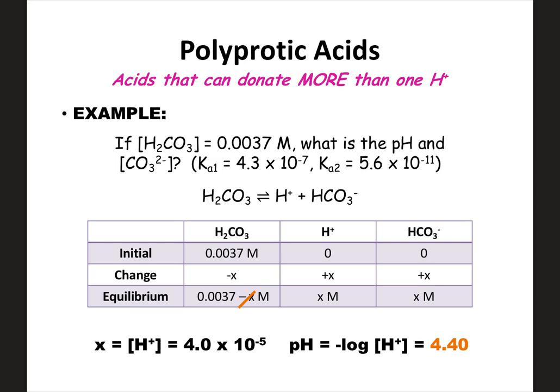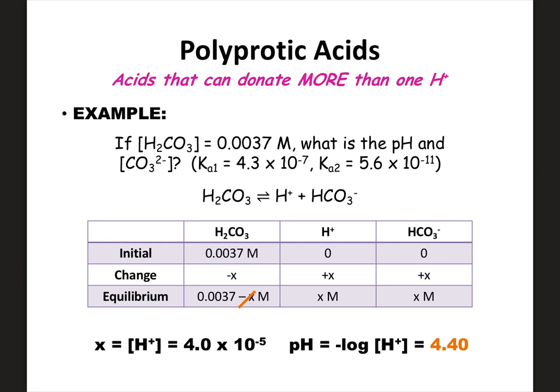When you plug into your Ka and solve, you do get X to be, obviously the concentration of H plus, to be 4.0 times 10 to the minus fifth molar. When you do the negative log of the concentration of H plus, you get the pH being 4.40. All right, even though there's two Kas here, the pH is determined by the very first Ka because it's the greatest when you have these polyprotic acids here.